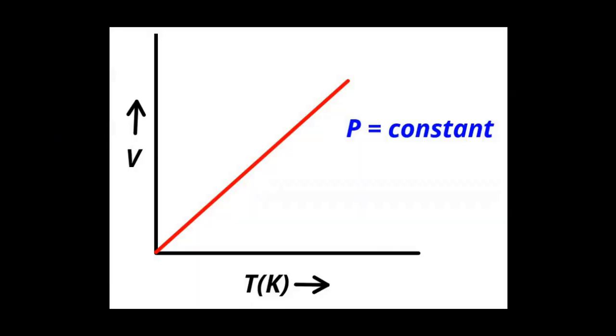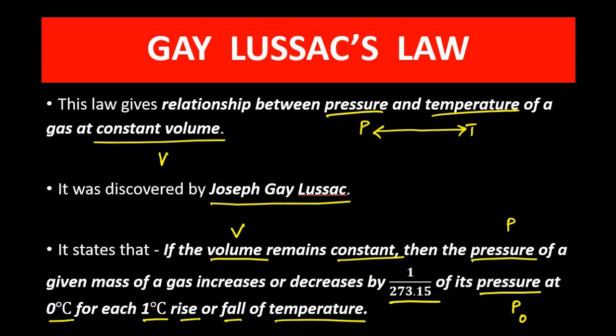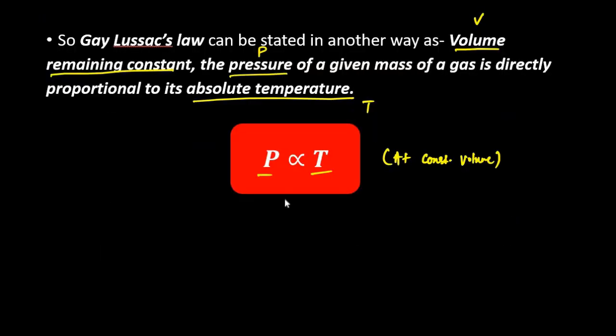Then we have Gay-Lussac's law. Gay-Lussac's law gives the relationship between pressure and temperature of a gas at constant volume. As per this, at constant volume, pressure is directly proportional to temperature. So the ratio of pressure and temperature will always be constant in different situations, no matter what, because there is a proportional relationship.